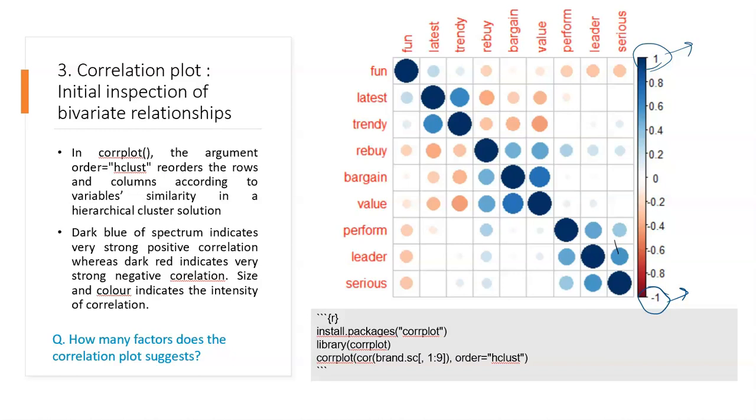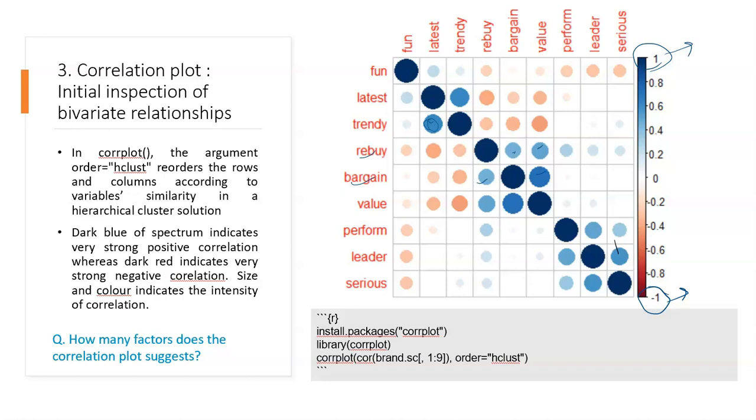If you see, trendy and latest are blue, which means they have some correlation, somewhere like 0.6, 0.7. Latest and trendy also has correlation. Similarly, you can see that rebuy and bargain has correlation. Rebuy and value has some correlation. Bargain and value has correlation. Bargain and rebuy has correlation.